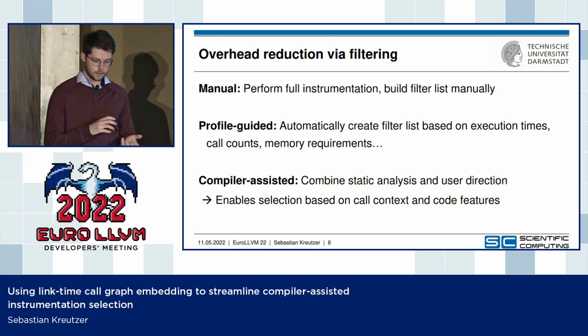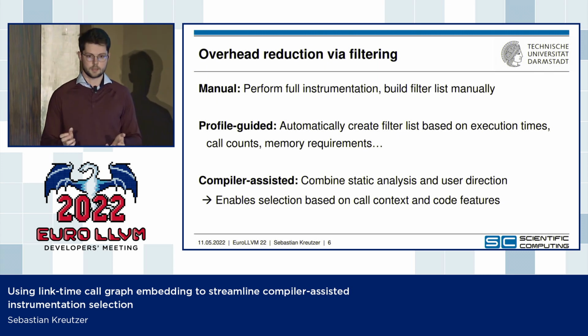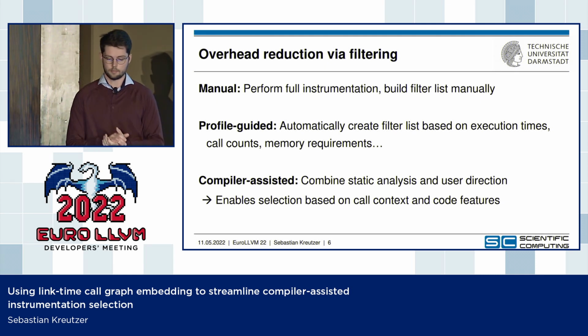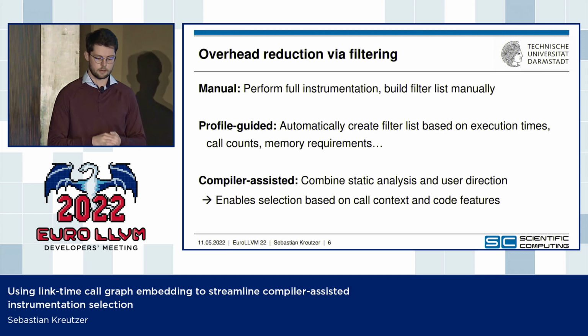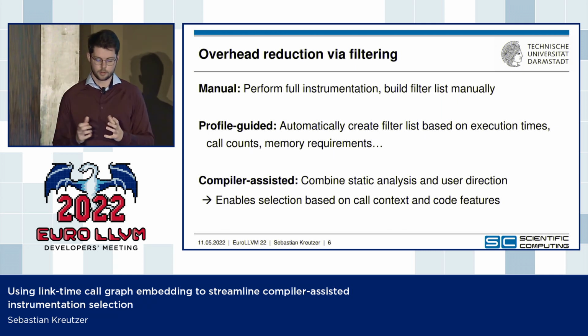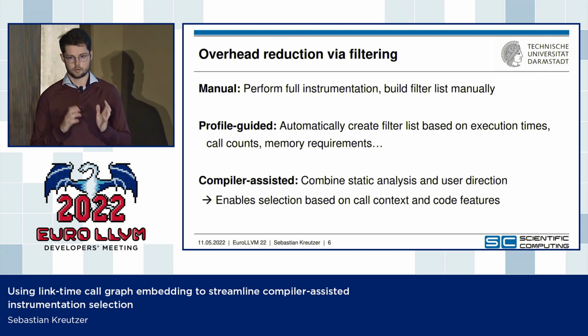Because for the profile-guided approach, it's quite usable and makes sense, but the main problem is that it ignores the context of the functions, of the function calls. So there might be issues that functions may be excluded that you actually want in the measurements, or the other way around, that there are whole regions of code that you don't need, but that are measured anyway because that's not built into the profile-guided system. So we're trying to use static analysis to have a more intelligent approach for that. And the goal is to enable selection based on the call context and code features.